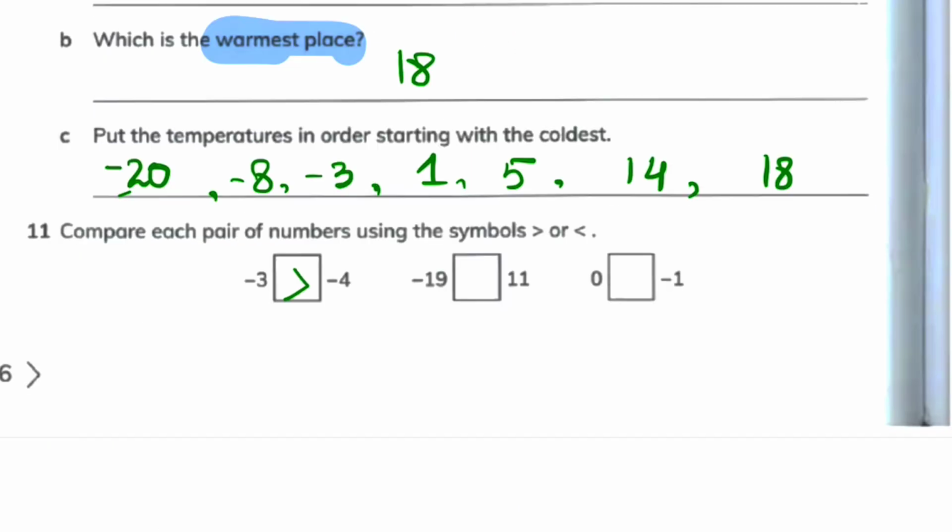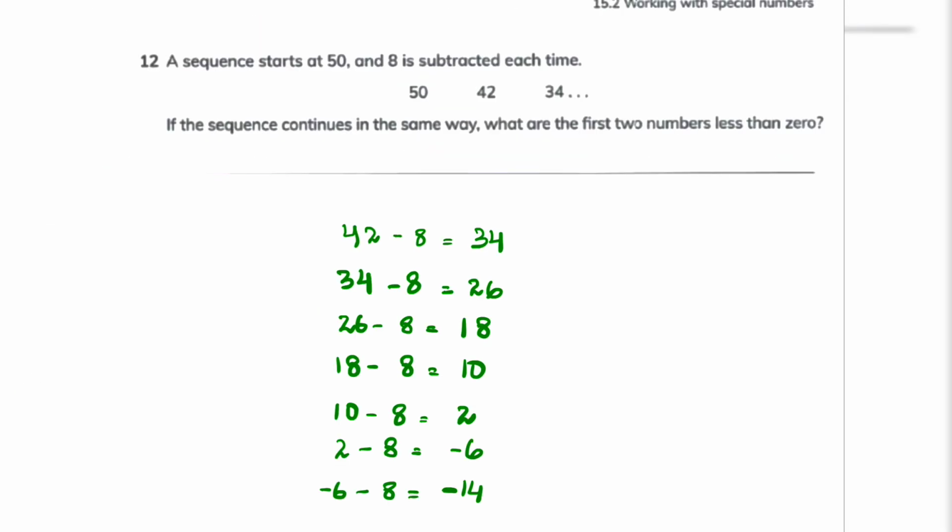In comparison, minus 3 is greater than minus 4, minus 19 is less than 11, and 0 is greater than minus 1. Here we have been given 3 numbers and we can see the term to term rule is minus 8. So they are asking about 2 numbers that are less than 0. For your convenience, I have written a few numbers with the term to term rule minus 8.